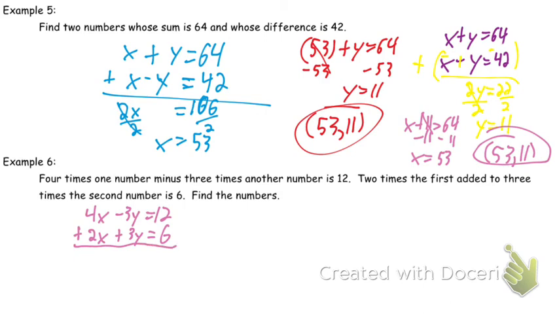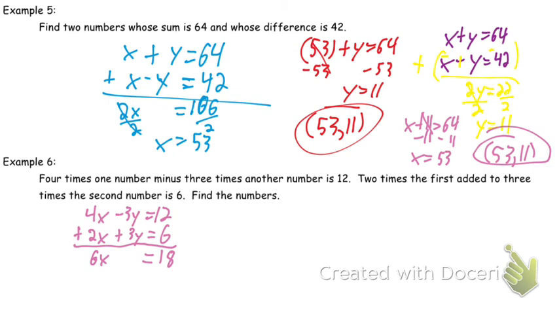So 4x plus 2x is 6x. Negative 3y plus 3y is 0. What's 12 plus 6? 18. Okay, Lainey, did you get 6x equals 18? What'd you get? 2x minus 0y equals 6.